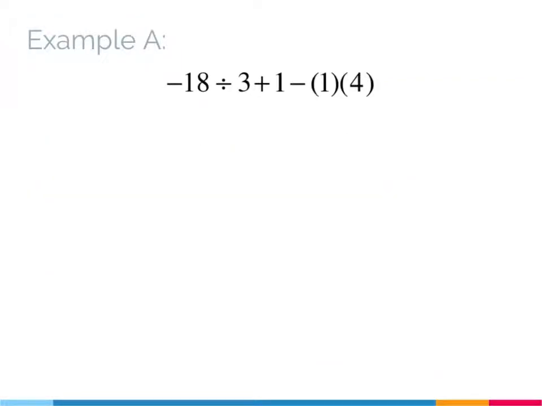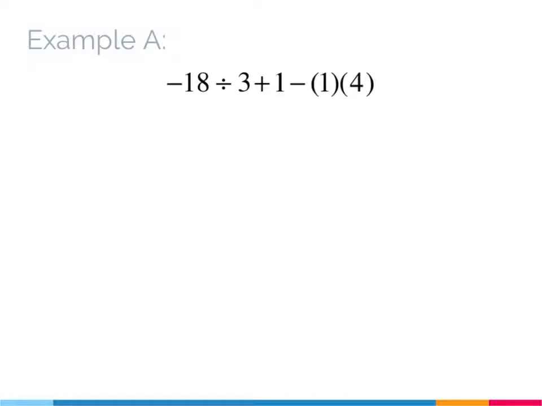Here we are at example A, and I've got negative 18 divided by 3 plus 1 minus 1 times 4. So I'm going to take a look at GEMS, and I'm going to go working through my order of operations. But the key is I'm going to underline the parts that I'm working on, and I'm going to make sure that I'm copying everything down step after step so I don't make any careless mistakes. So I'm going to start with G, grouping symbols.